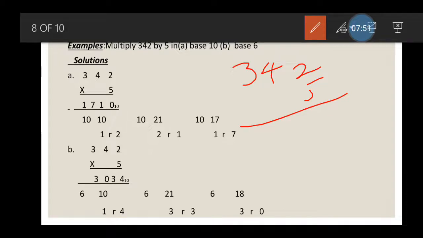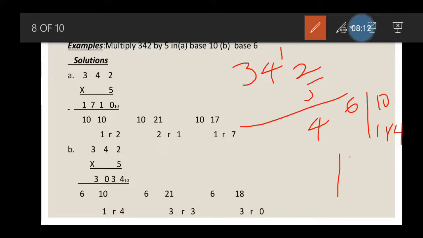So 5 times 2 is 10. 10 is more than 6. So we need to divide 10 by 6. So 10 in 6 is 1, remainder what? 4. So that 4 is what we are going to note here. Then that one comes here. 5 times 4 is 20, plus 1 is 21.